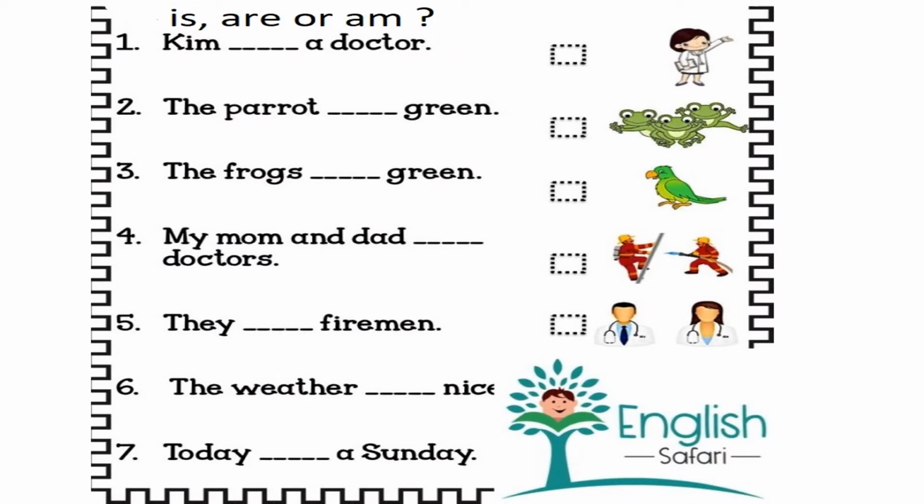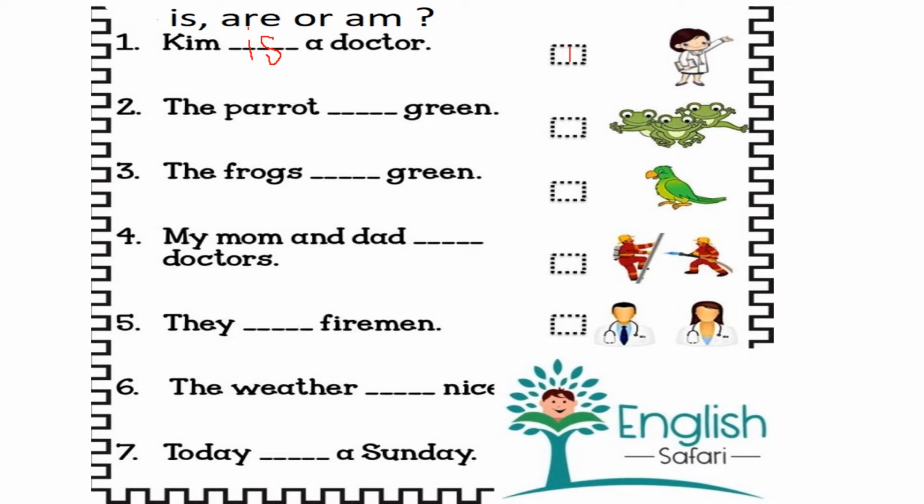Very good. Here we have is, are, or am. Let me see what we use. Number 1: Kim dash a doctor. Kim is a doctor or Kim are a doctor? Yes, very good. Is. Kim is a doctor. This is Kim. She is a doctor.